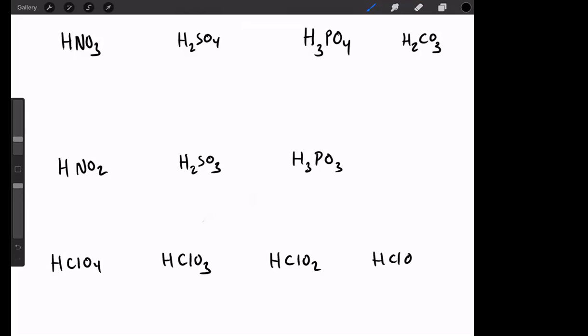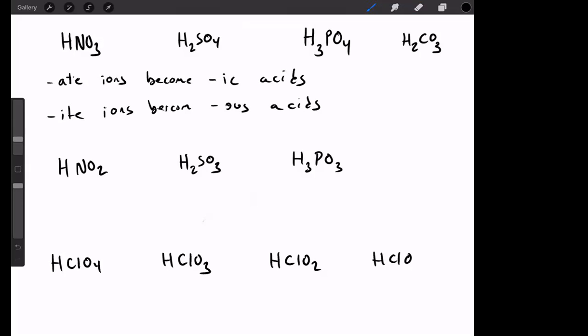And here's the rule. And I'm going to write the rule down and then I'm going to erase it. Ate ions become ic acids and ite ions become ous acids. It's not necessarily a rule. I'm going to present it as a rule. You'll see where there's some issues with that if you're paying attention. But it is something that you can use to remember the names of these acids. How do you name them? Ate ions become ic acids and ite ions become ous, O-U-S acids. So let's see how that works.